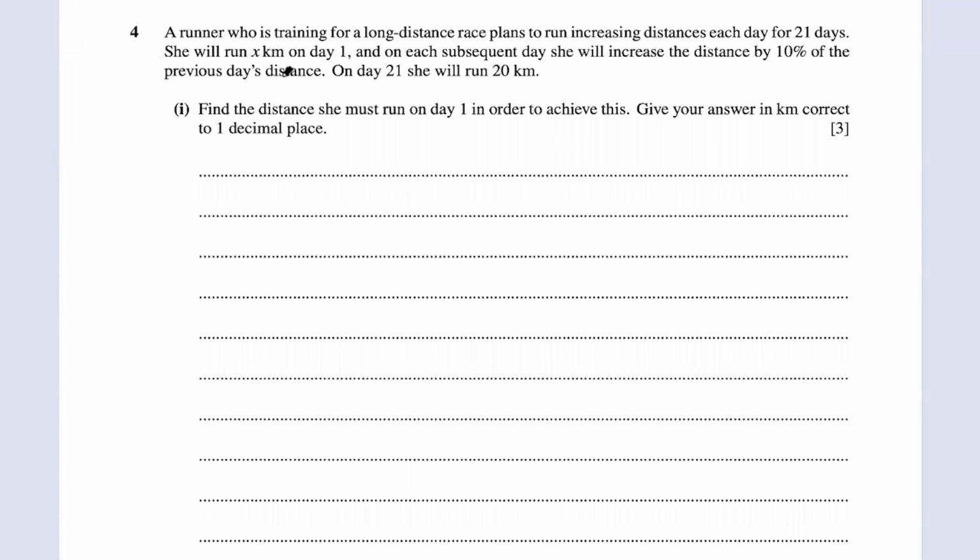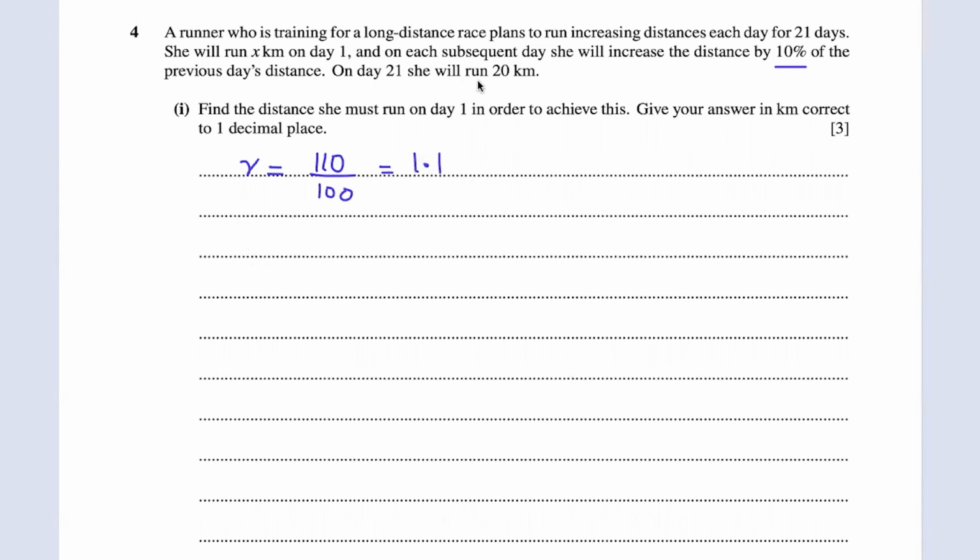In question 4, we have a runner who is training for a long distance race. She plans to run increasing distances each day for 21 days. She will run X kilometers on day 1, and on each subsequent day she will increase the distance by 10%. As the increase is in a particular percentage, we know that it is a geometric progression. So we'll have a common ratio, which is 110 divided by 100, as if the original value was 100%, the next day it will be 110%, so the common ratio will be 1.1.